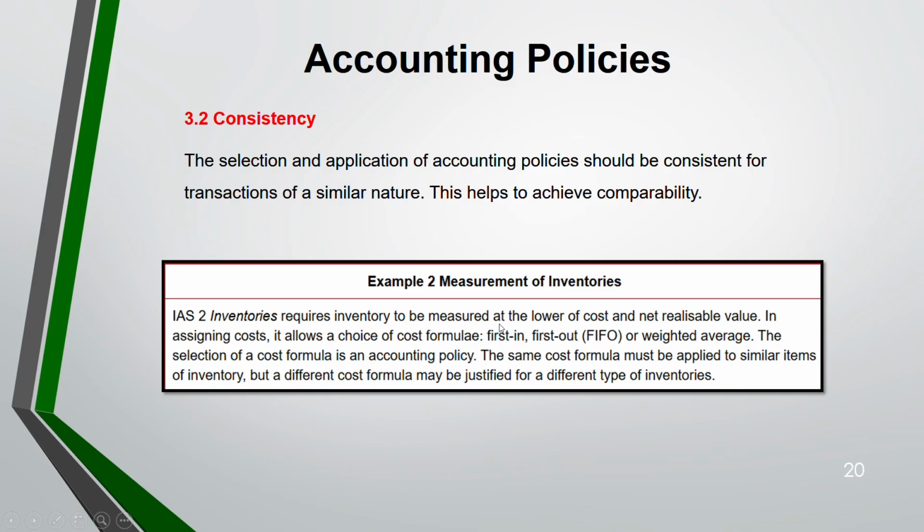One example is inventory, because for inventories we have to measure, and we can measure inventory using two methods, AVCO and FIFO. Now let us see this example of inventory. So IAS 2 Inventories requires inventory to be measured at the lower of cost or net realizable value. So in assigning the cost, we choose the cost formula, FIFO, that is first in first out, or weighted average. Remember, the selection of the cost formula, that is FIFO or AVCO, average weighted cost, is an accounting policy.